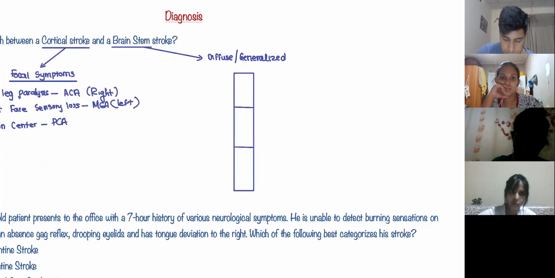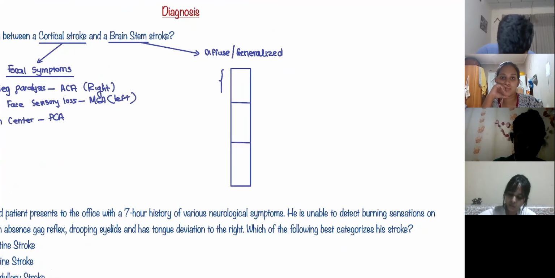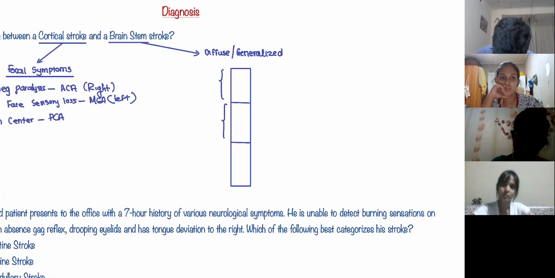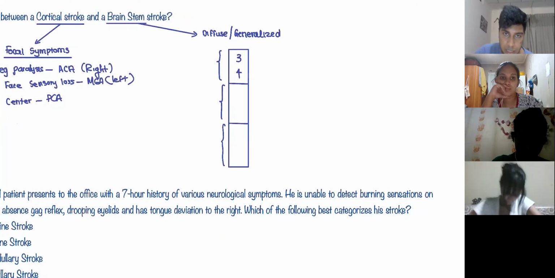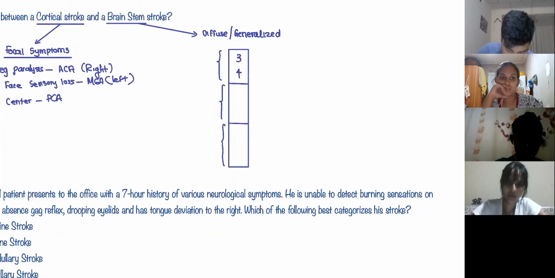So let me just summarize this. This is the midbrain, pons, and medulla. Cranial nerves 3 and 4 are medial. Remember, these are motor nerves. Cranial nerve 6 is also medial. Cranial nerve 5, trigeminal, and cranial nerves 7 and 8 are more lateral.